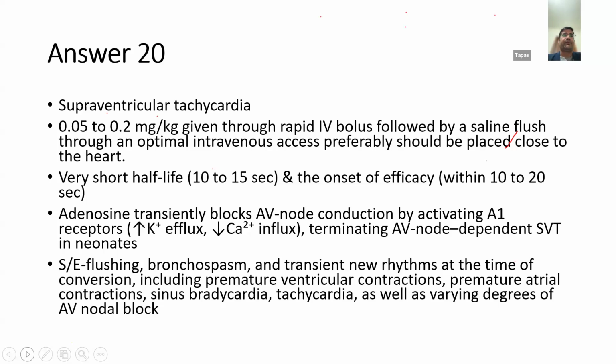So if the baby does not respond to this adenosine infusion, and the baby goes into hypotension or hemodynamic instability, you can consider synchronized DC cardioversion, starting with 0.5 joules per kg and then increasing to 2 joules per kg.